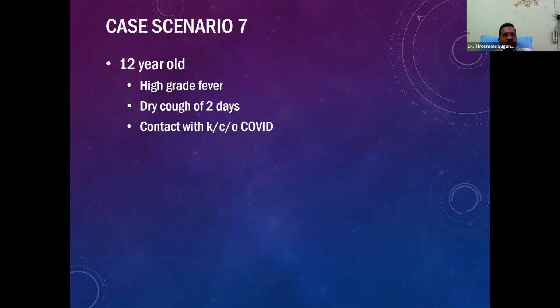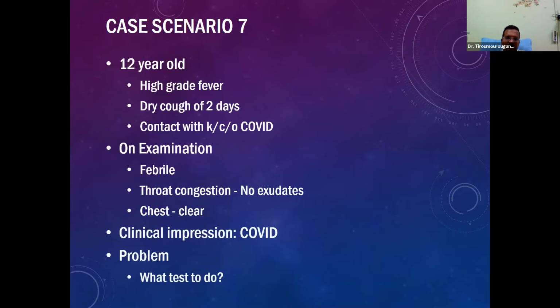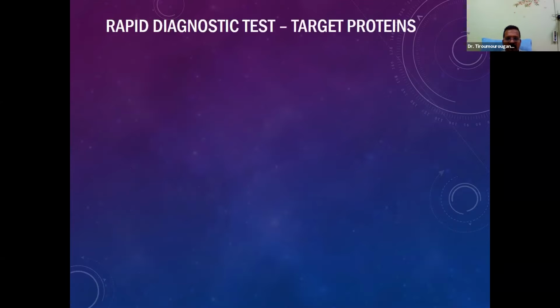So case number 7, we have a 12-year-old with a high-grade fever and dry cough for 2 days, and we know that his family has COVID. Okay, so we know probably this child has COVID as well. He is febrile, his throat is congested, there are no exudates and the chest looks clear. He's not sick. So we think it is clearly COVID. So what do we want to do?